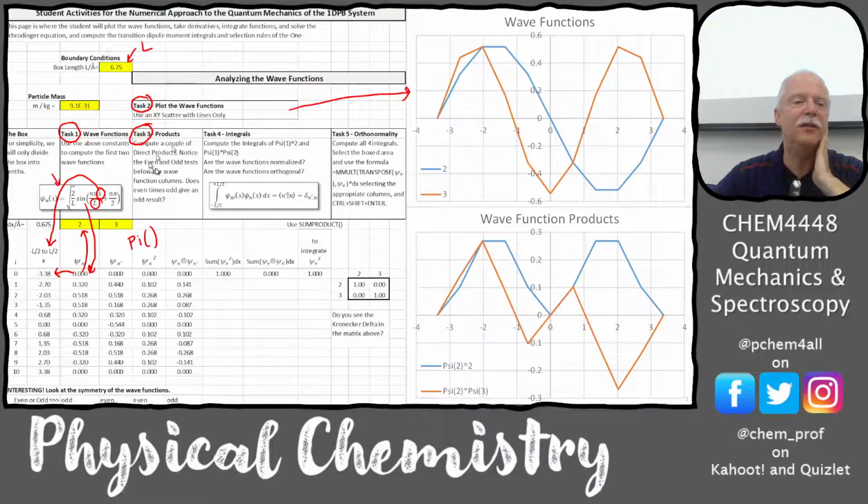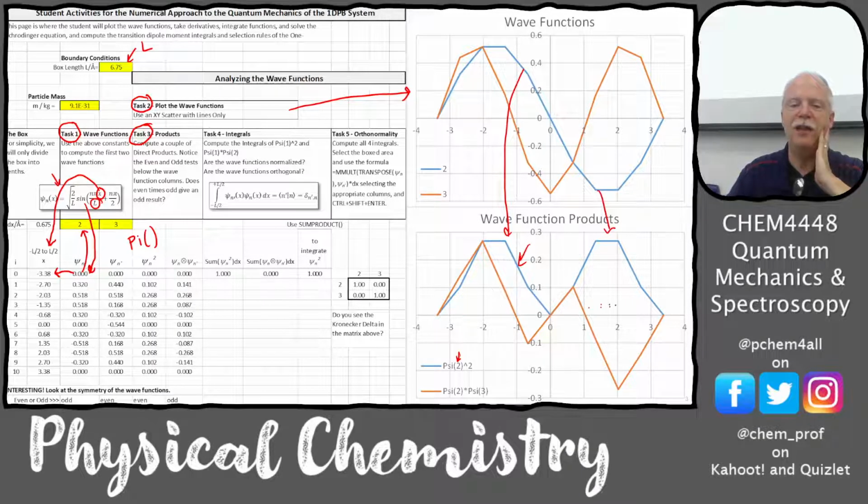Task 3 is let's compute the products. So wave function squared. This is just psi n squared. So it's just that number squared. And you copy that down. And you can plot those. And here, this blue one is psi, with quantum number 2 there, squared. And so that's this blue one squared. You see how it's squared. The positive region is positive. The negative region has become positive.